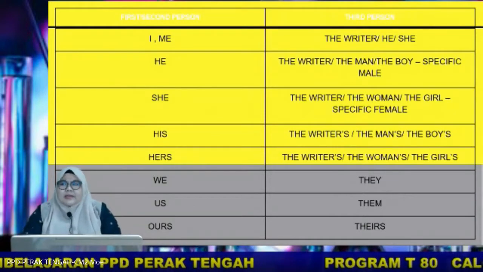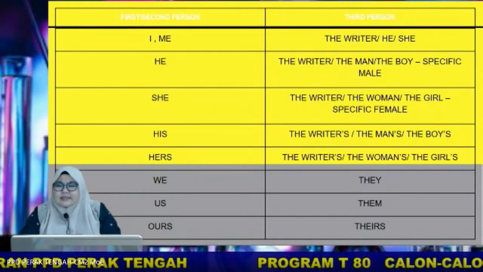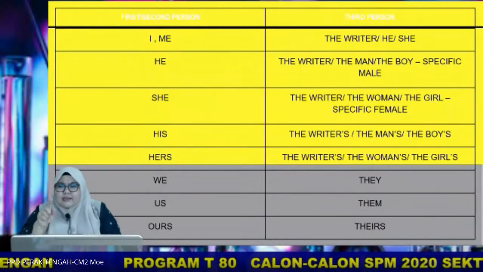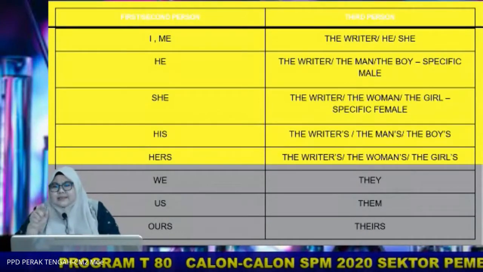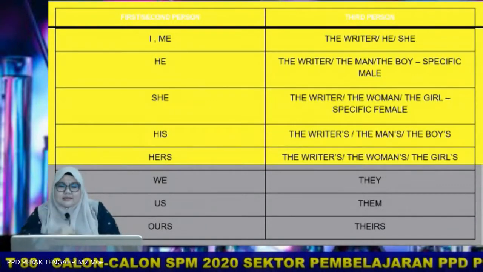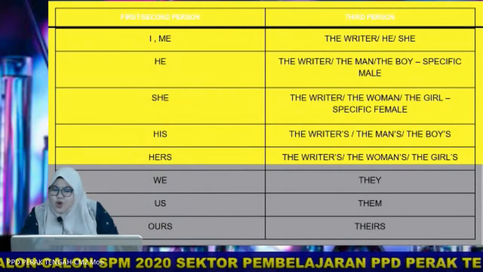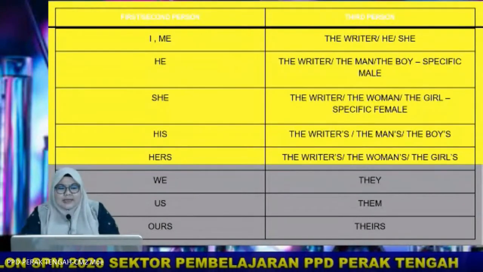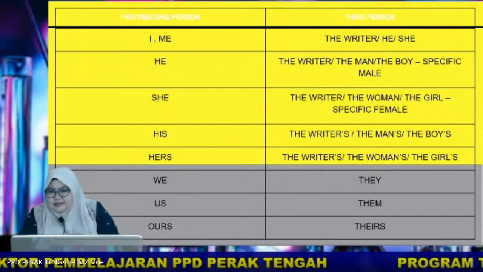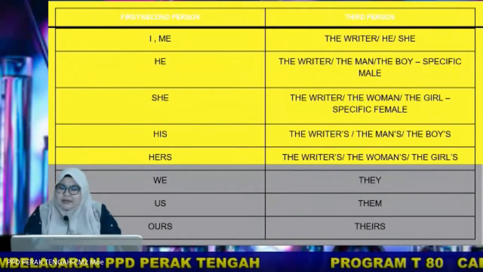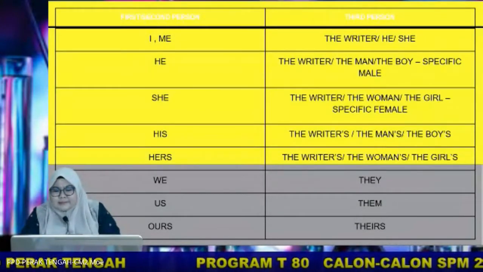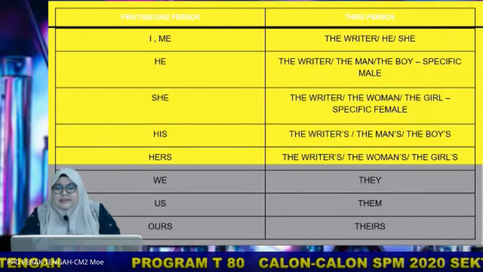His is belonging, so the writer's. Make sure you get the correct apostrophe S. The writer's, the man's, the boy's. This is the belonging, his, for male. Hers is for female: the writer's, the woman's, the girl's. This is singular.